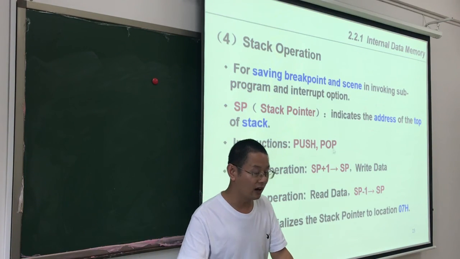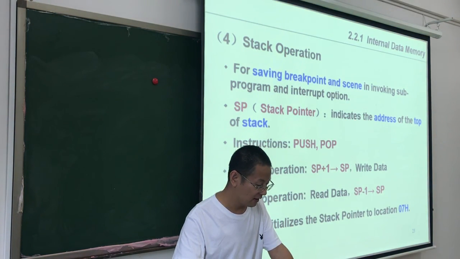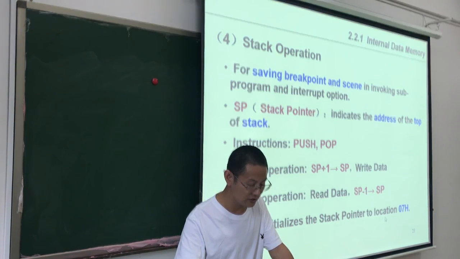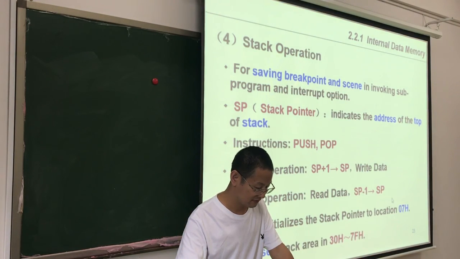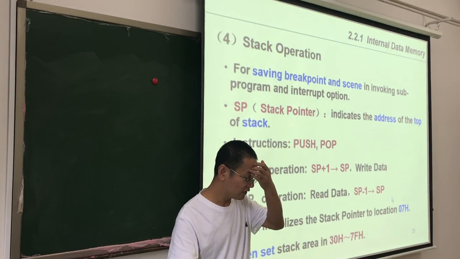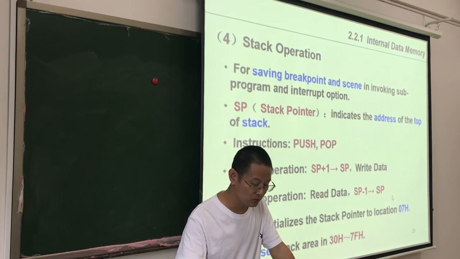In a pop operation, the SP decrements. Reset initializes the stack pointer to location 07H. Often we set the stack area in 30H to 7FH.